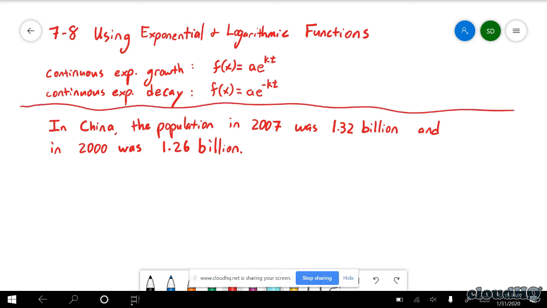The first question I'm going to pose is, what is the k value? We need to determine what that constant is. So we're going to determine the value of k.